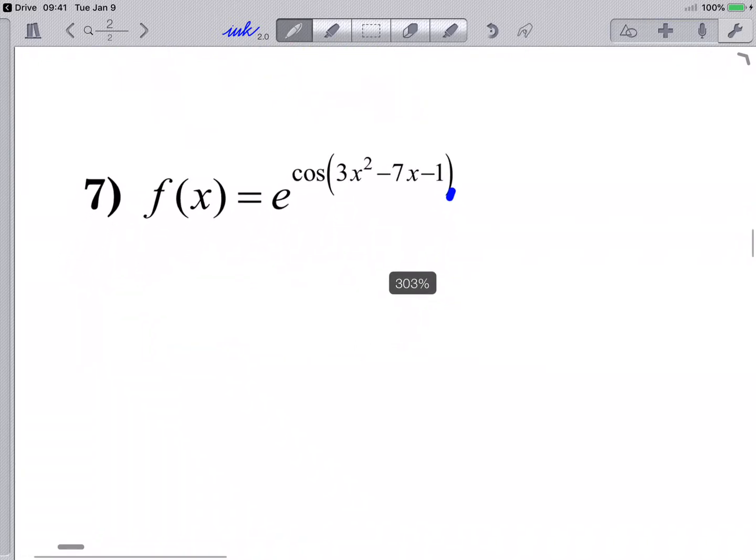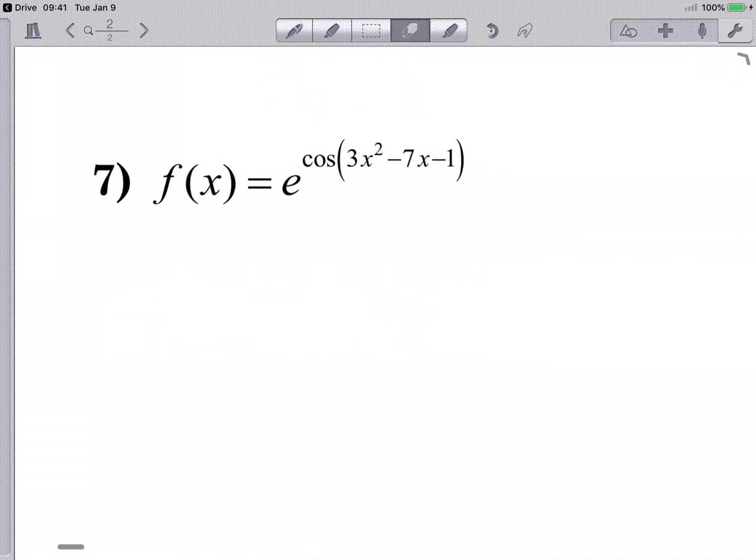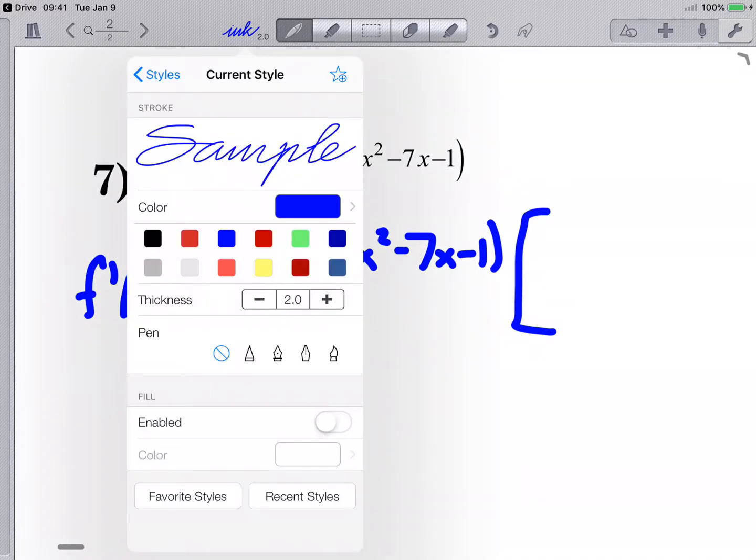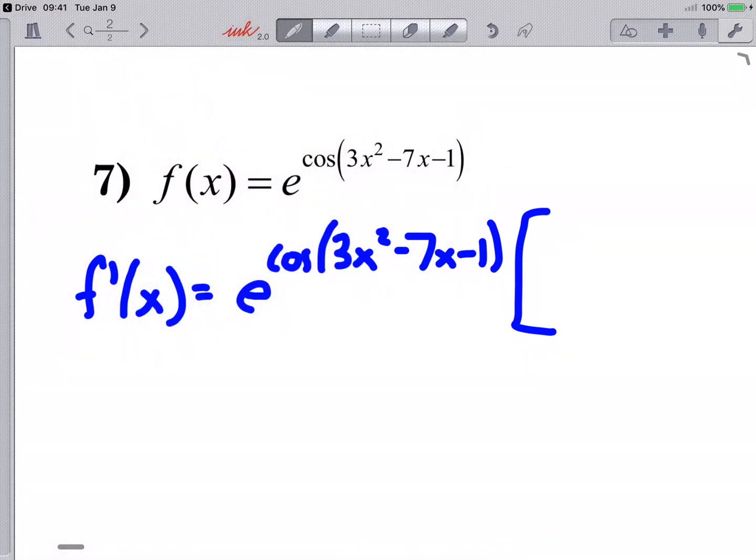I love my natural logs, and I love my e's. Natural exponential function. So I've got e to the cosine of this mess. Derivatives of e are delightful. So f prime of x, I copy down exactly what I have. Now, chain rule says I got to multiply by the derivative of my exponent.